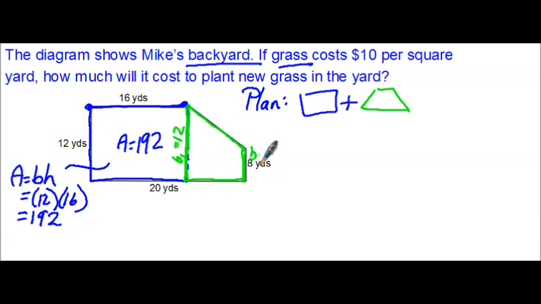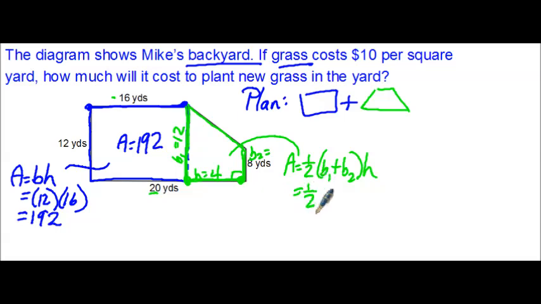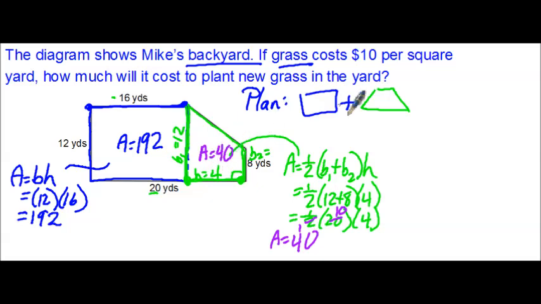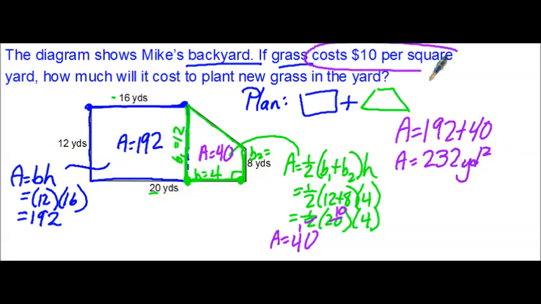Look for the parallel sides. Those are your bases, so B1 and B2. Now you'll have to subtract to get the height, which is the segment that will be perpendicular to your bases. The formula for area of a trapezoid is 1/2 times the sum of your bases times your height. You can cancel here with that 1/2, cancel the 2 and the 20 to a 1 and a 10, multiply across and you get 40. Adding those two things together, you get a total area of 232 square yards.